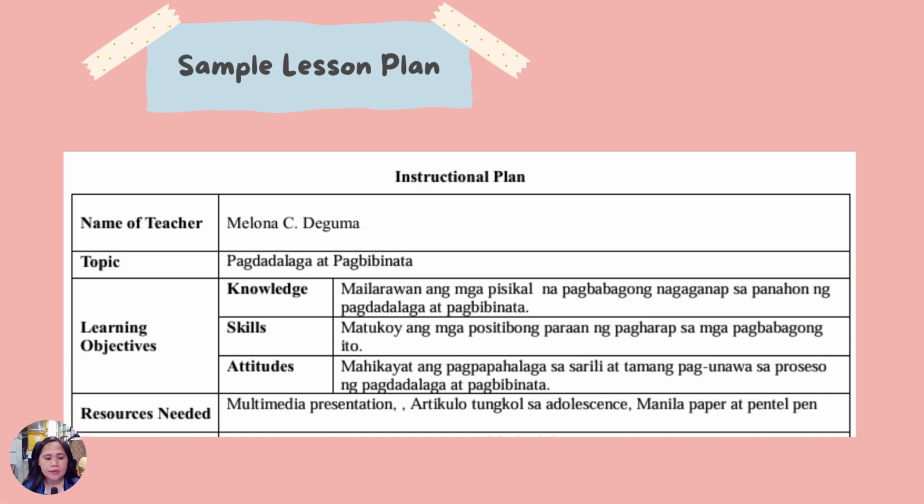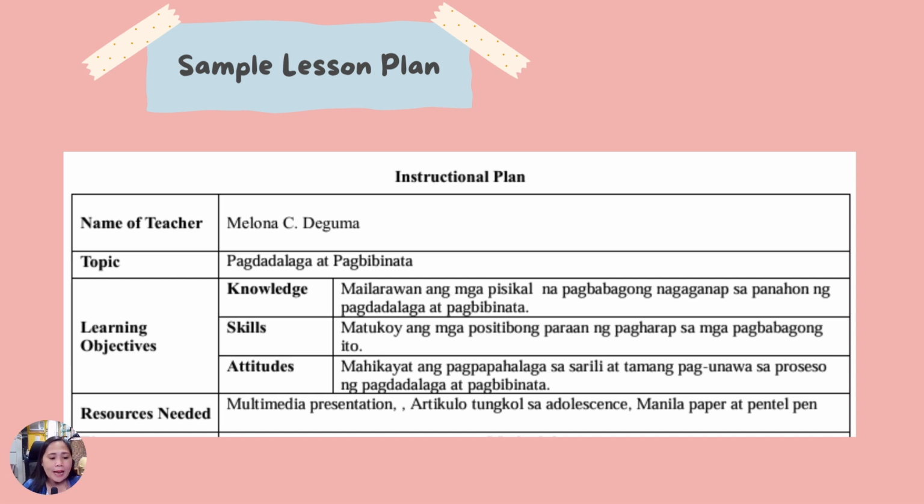It should be under knowledge because it's more on cognitive. So I will replace my objective under skill: maipapakita ang mga positibong paraan ng pagharap sa mga pagbabagong pisikal sa panahon ng pagdadalaga at pagbibinata. Because my second objective is not SMART. It's very broad. I should specify it. Anong pagbabago, if I will just say ito? So it's maipapakita ang mga positibong paraan ng pagharap sa mga pagbabagong pisikal sa panahon ng pagdadalaga at pagbibinata.